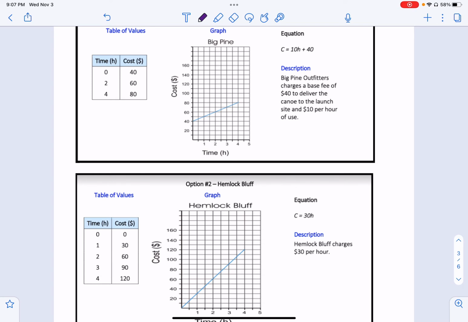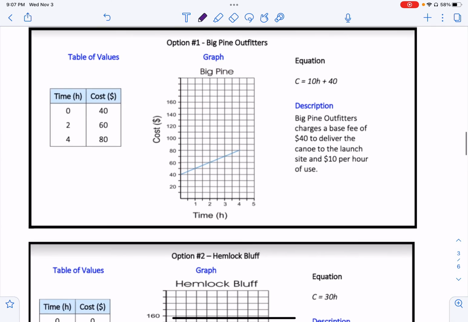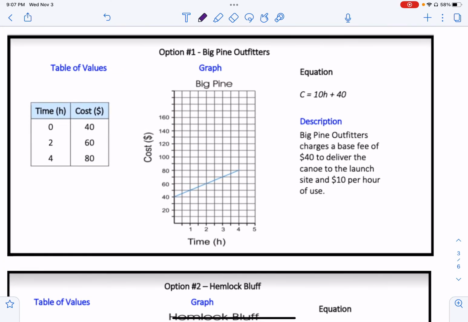So our description here says that Big Pine Outfitters charges a base fee of $40 to deliver the canoe to the launch site and then $10 per hour of use. So before you've even gotten into the canoe, it costs $40, and then for each hour you have it, it's an additional $10. So we want to find both our initial value and our rate of change. So for my initial value, there's a few places I can find it. We can find it here.